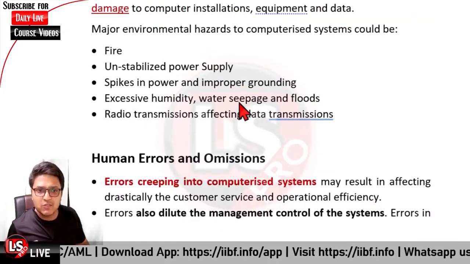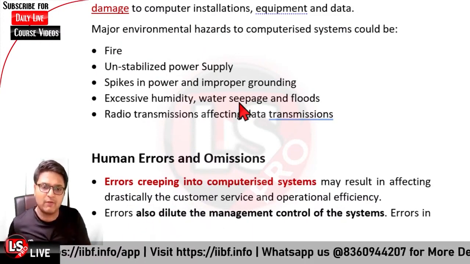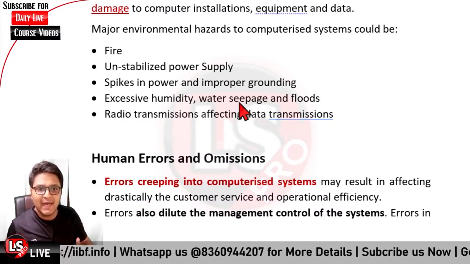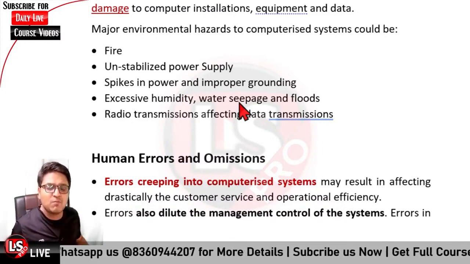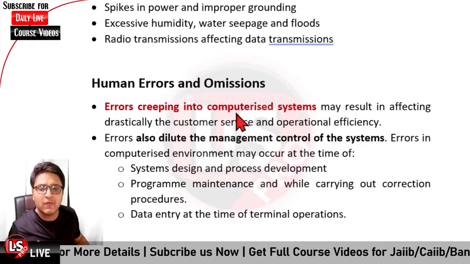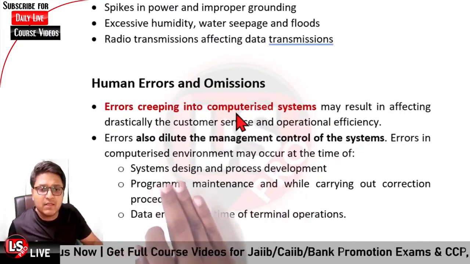And further, it is regarding human errors and omissions. So to err is human. If there is some error on the part of the human, whether it is intentional or unintentional, it is basically a human error. So errors also dilute the management control of the system. Errors in the computer environment may occur at the time of system design.